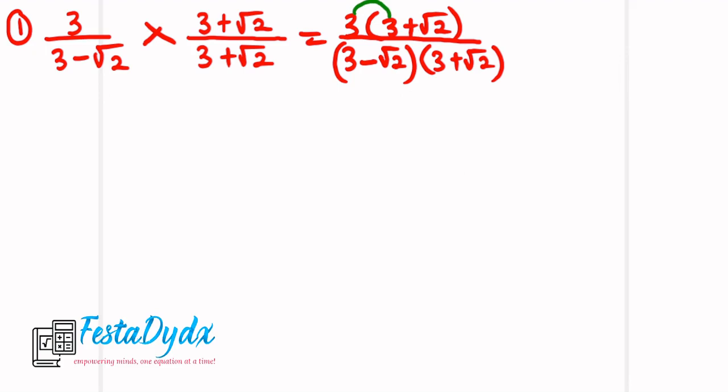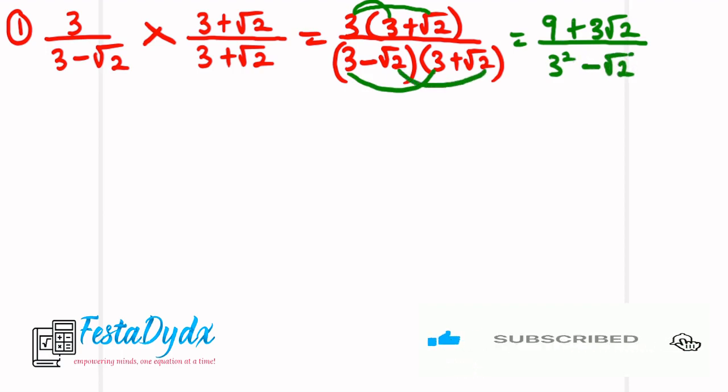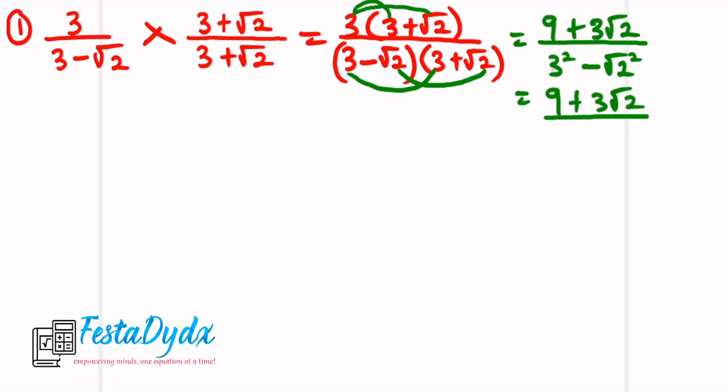So 3 times 3 is going to give us 9, and then 3 times plus root 2 gives us plus 3 root 2. Now for the denominator, 3 times 3 is 3 squared, and then we bring this together, minus root 2 squared. So for the numerator, we'll have 9 plus 3 root 2 all over the denominator. 3 squared is 9, minus root 2 squared: the square root cancels the square, and we are left with 2.